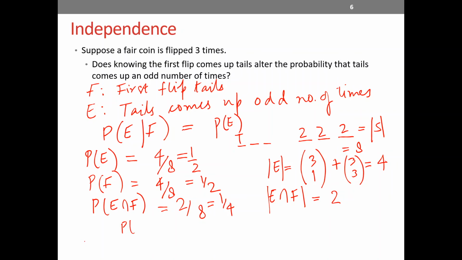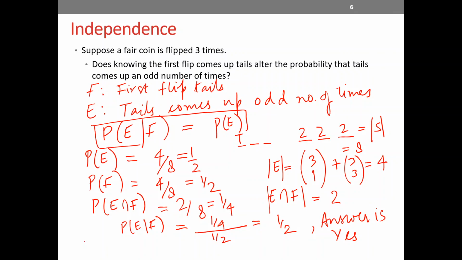Therefore, what is the probability of E given F from the formula? The probability of E given F is the probability of E and F, which is 1/4, over the probability of F, which is half. So this is 1 over 2. My probability of E is 1 over 2, and my probability of E given F is also 1 over 2. So my answer is yes for this question: knowing the first flip comes up tails doesn't change the probability, so the events are independent.